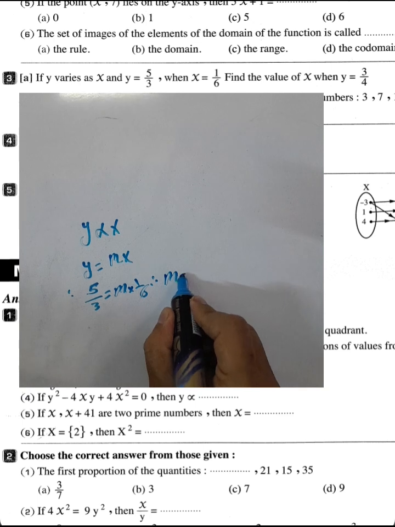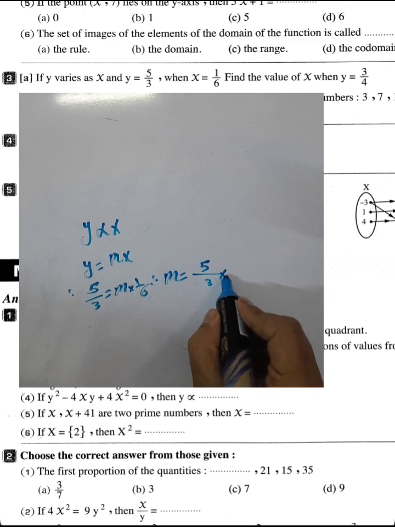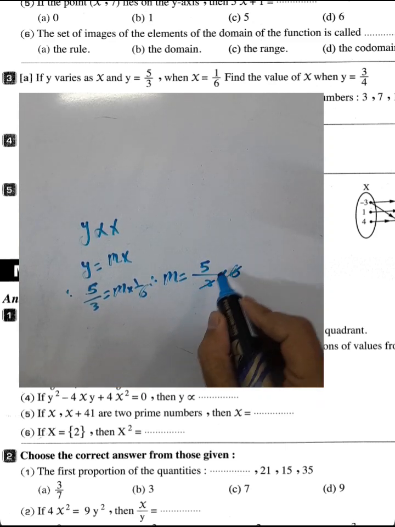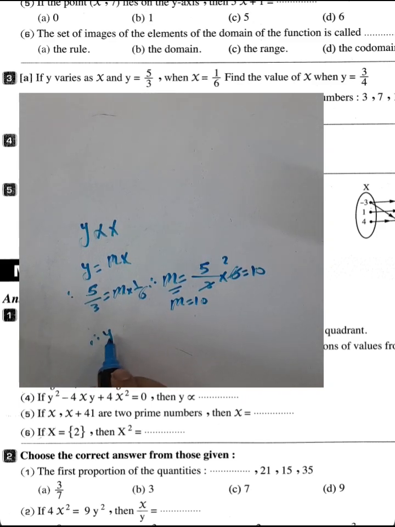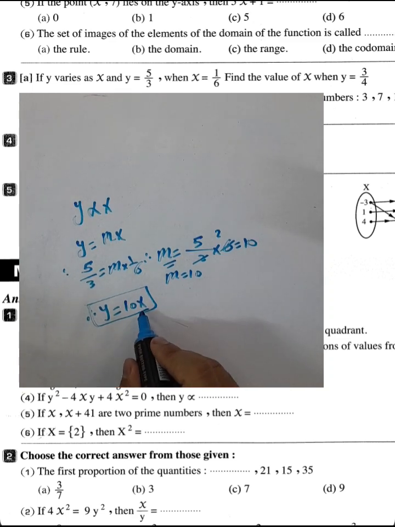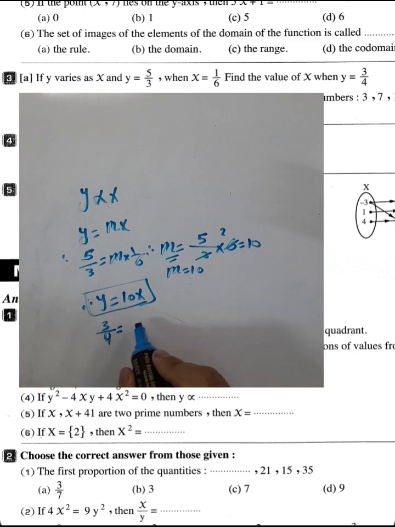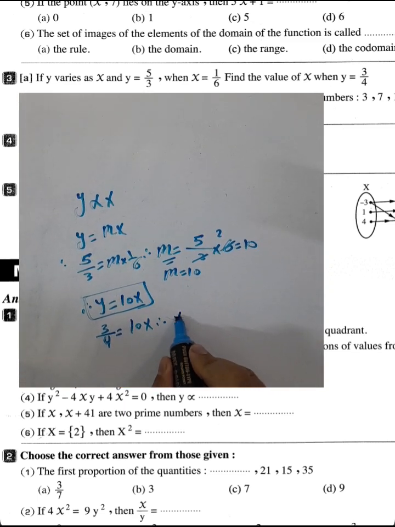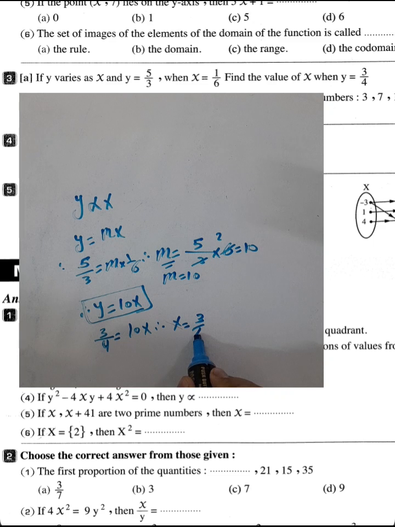Then m equals 6 times 5 divided by 3. Multiplying by the inverse of 1/6, which is 6, 6 divided by 3 equals 2, and 2 times 5 equals 10. Then the constant here will be 10. So you can write the relation between y and x: y equals 10x. Then he wants to find the value of x when y equals 3/4. Put y equals 3/4 in this relation, then 3/4 equals 10x. Then x will be 3/4 divided by 10, which is 3/40. The result will be 3/40.